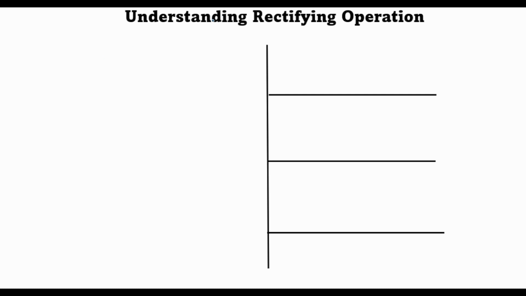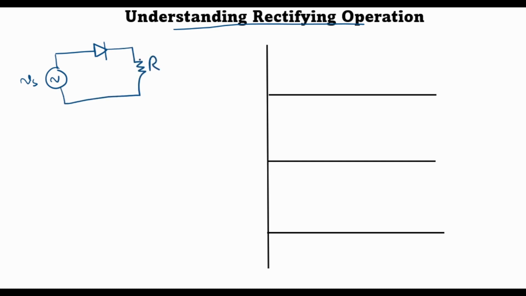In today's lecture, we'll try to understand rectifying operation. So a simple rectifying circuit with a resistive load looks something like this. We have a supply voltage in series with a diode and then connected to a resistive load R. Let's say the current through the circuit is I and the drop across the resistance is Vd. Let's try to understand how this circuit works.